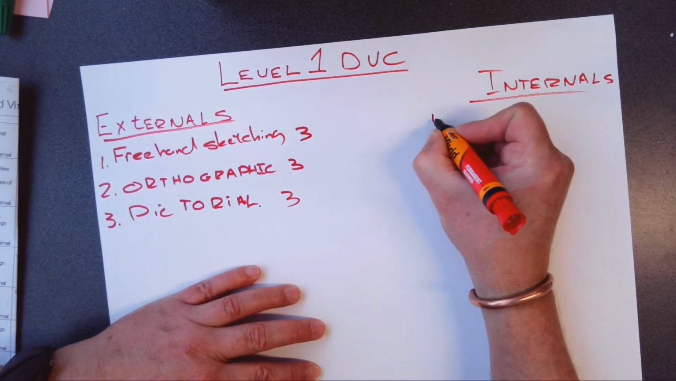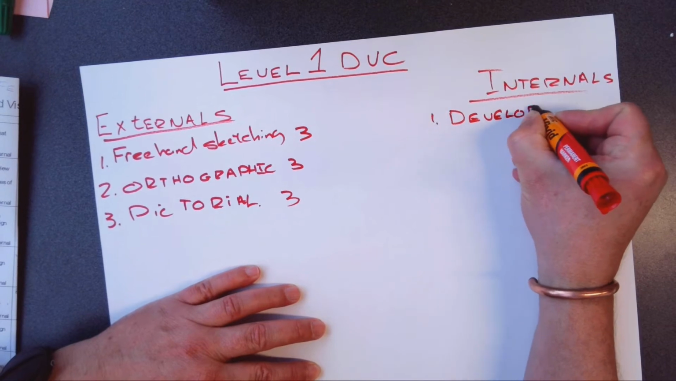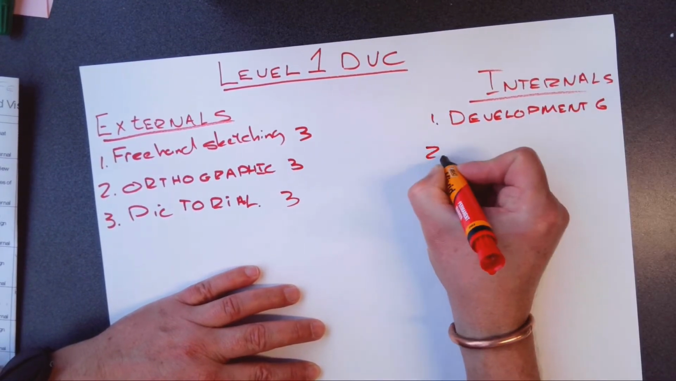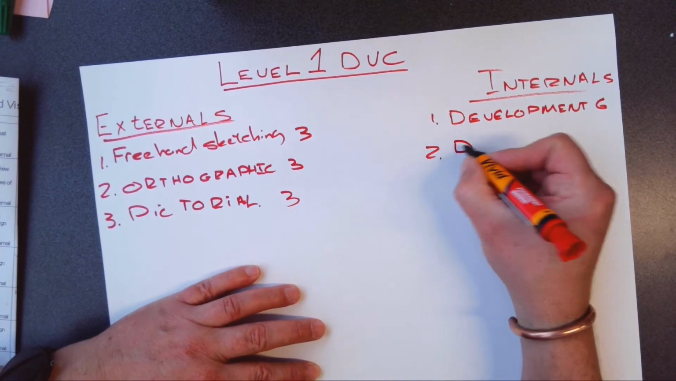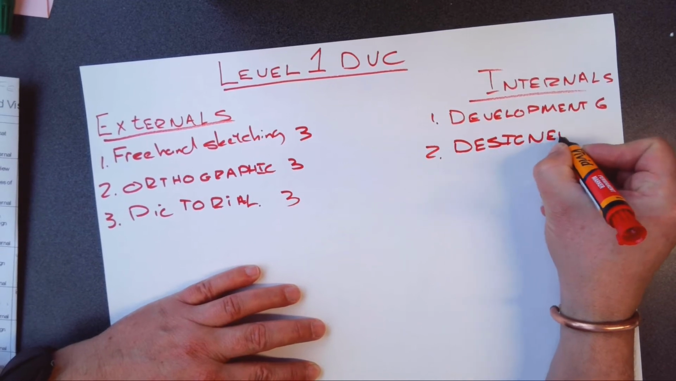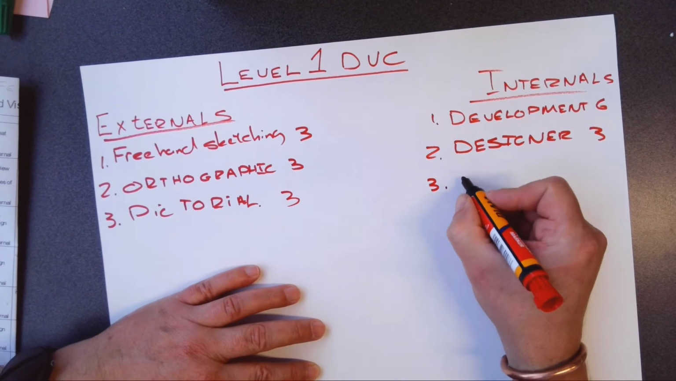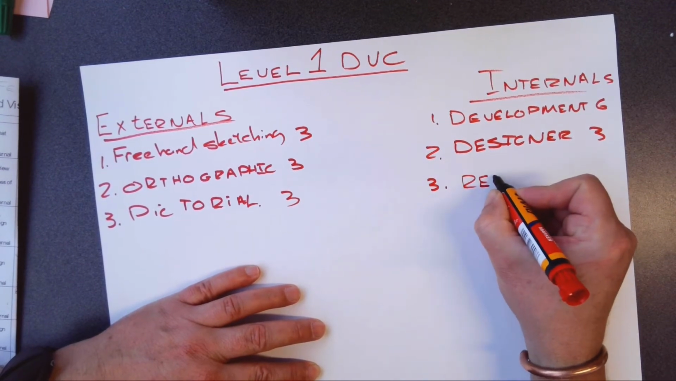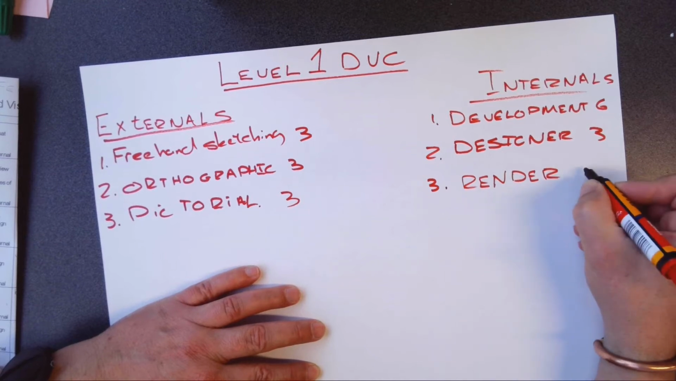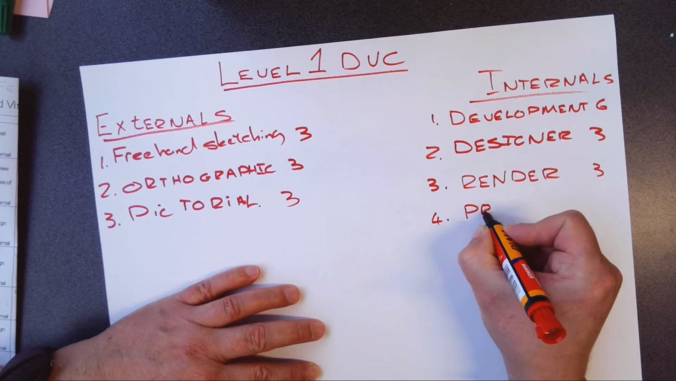They consist of development, which is 6 credits, then a designer influence, which is 3 credits, then we get a rendering standard that we're going to do this year as well, and that's 3 credits, and then 4 is a presentation.